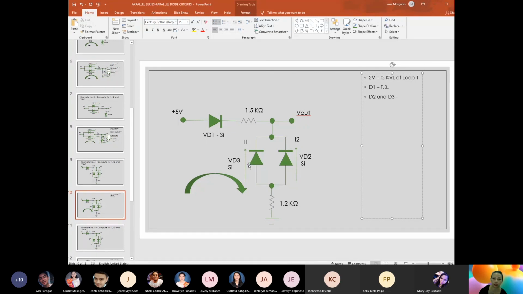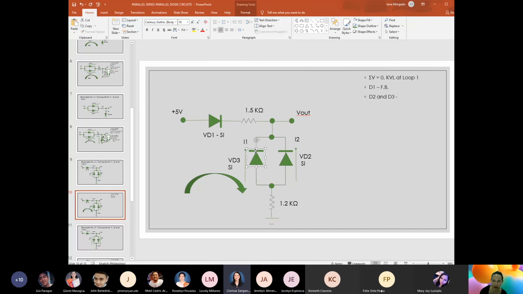Lamang kung forward or reverse. Review. Forward: positive to positive, or negative to negative. Okay? Positive to positive, negative to negative. Whereas reverse, positive to negative.